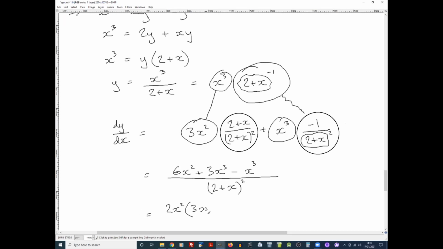3x, plus 2, did you say? No, plus. What's going on? It's 2x squared times x plus 6. It's 3x, 2x squared times 3 plus x plus 2x squared. Is that right? No, it's 2x squared times x plus 6.